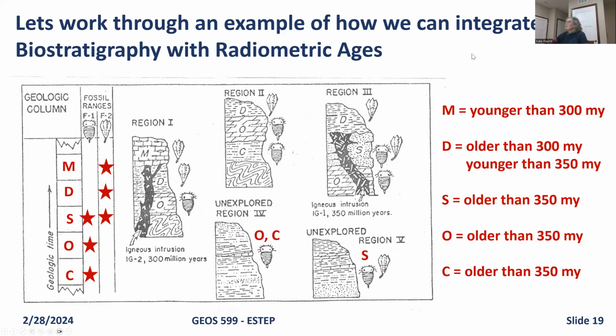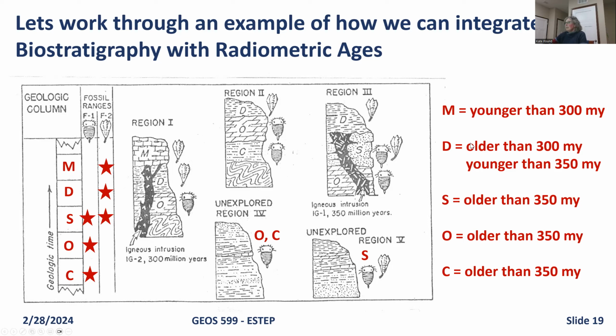All right. So here is the interpretation. And I'm not going to step through everything here, but if we consider unit C, we know that C is older than O, and the O is cut by a 350 million year old intrusion. So we know that C is older than 350 million years. And you can use the same logic for O and S.